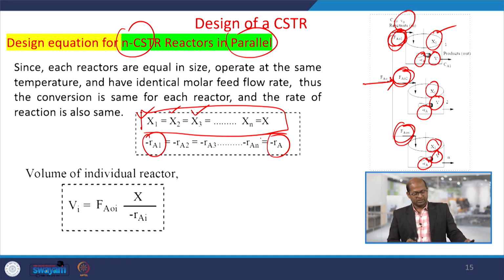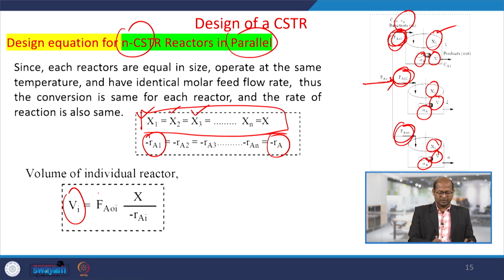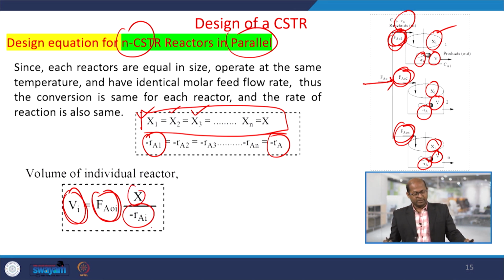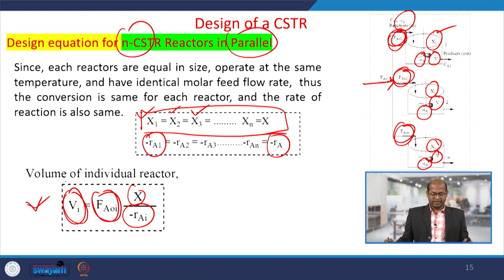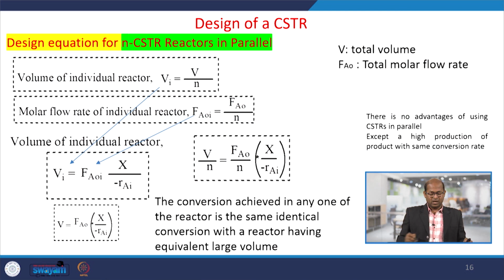Okay. For the individual reactor, Fa naught i is the individual reactor molar feed rate, Vi is the volume, X is the conversion, and minus RAi is the rate of that particular reaction. This is the design equation for a reactor. If we consider reactor 1, i equals 1, then the volume V1 equals Fa naught 1 X by minus RA1, corresponding to that reactor. So n reactors are connected in parallel, and we can write it this way.